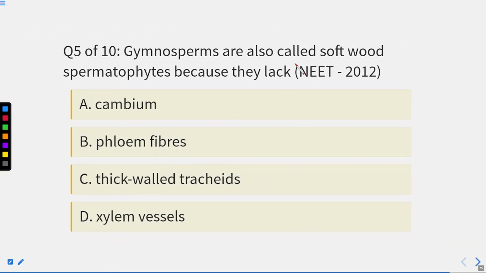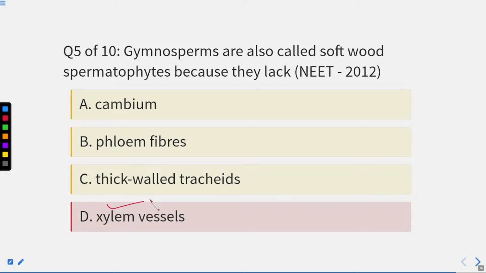Next question. Gymnosperms are also called softwood spermatophytes because they lack cambium, phloem fibers, thick walled tracheids and xylem vessels. So what is not present in the gymnosperm? When we were talking about the characteristics of gymnosperm, this we have already discussed. So thick walled tracheids are present, right? Phloem fibers are present and cambium is also present, but xylem vessels are absent. So gymnosperms are also called softwood spermatophyta because they lack xylem vessels.